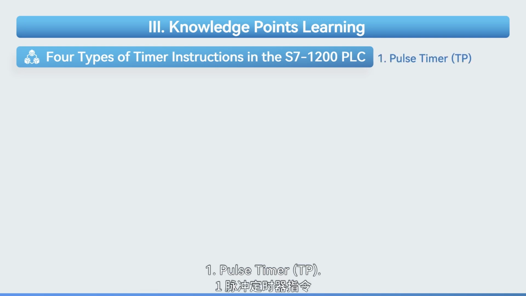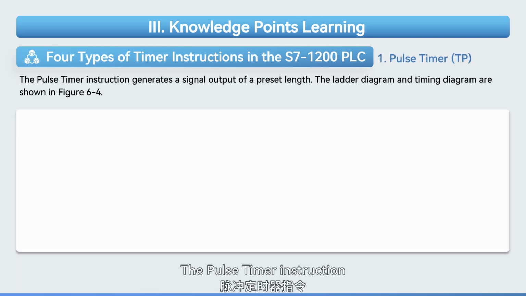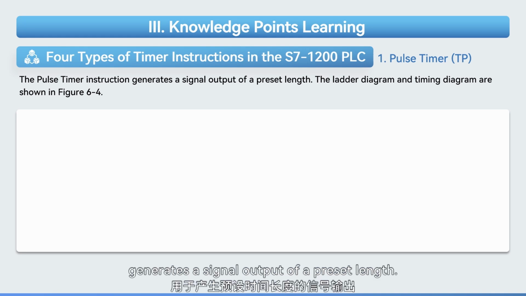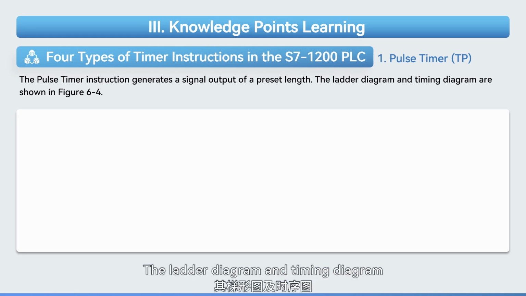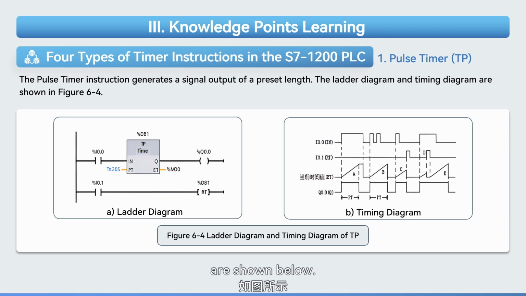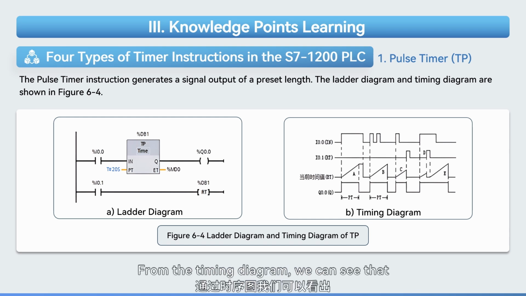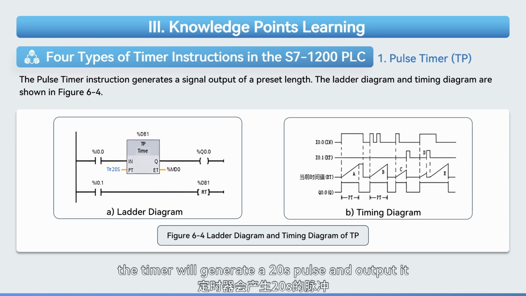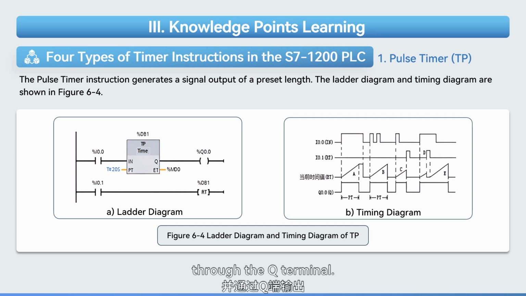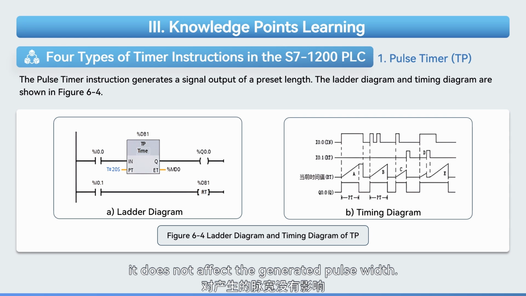1. Pulse timer, TP. The pulse timer instruction generates a signal output of a preset length. The ladder diagram and timing diagram are shown below. From the timing diagram, we can see that when the IN terminal receives a rising edge, the timer will generate a 20s pulse and output it through the Q terminal. During the pulse output period, if there is another rising edge or if the IN terminal disconnects, it does not affect the generated pulse width.